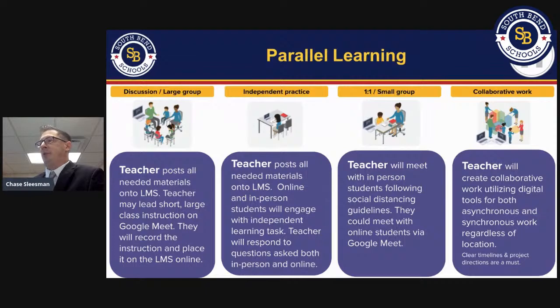It also allows the teacher to meet with in-person students following the social distancing guidelines. And then collaborative work, teachers will be able to create collaborative work utilizing digital tools for both the asynchronous and synchronous work, regardless of where students are.